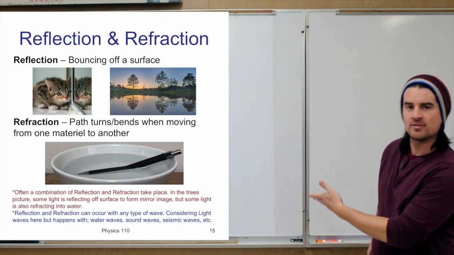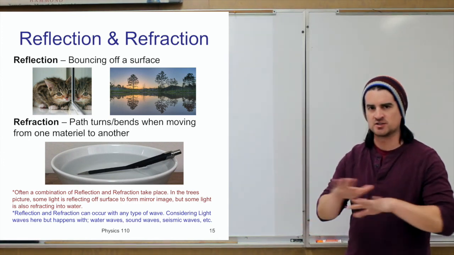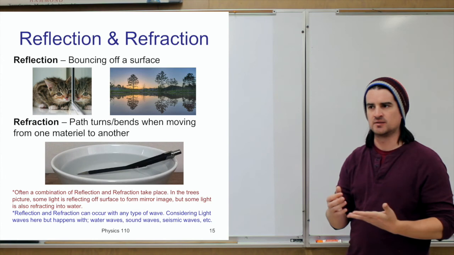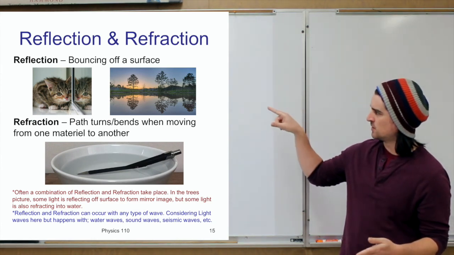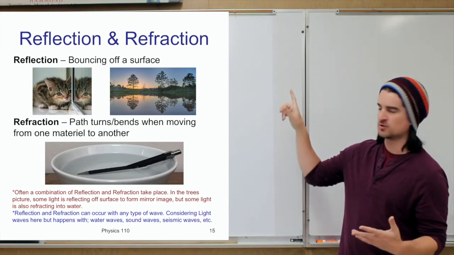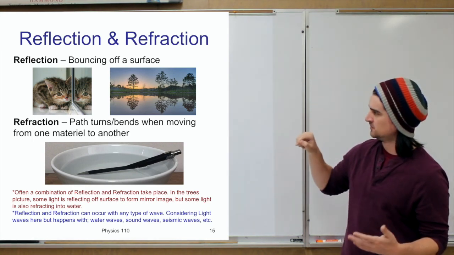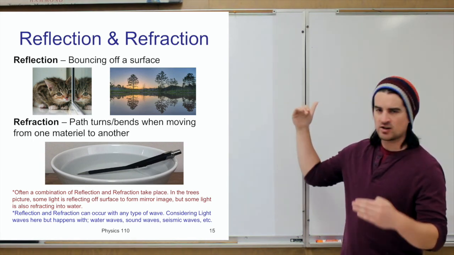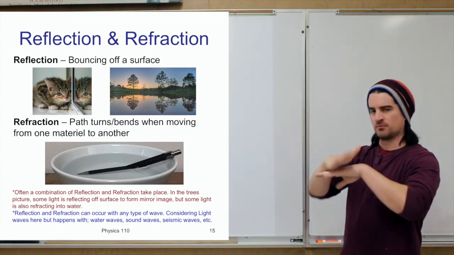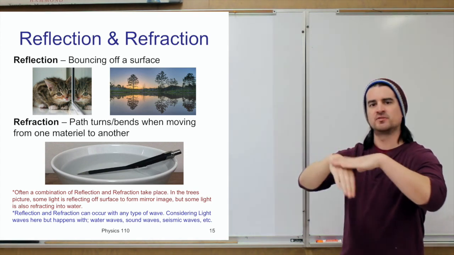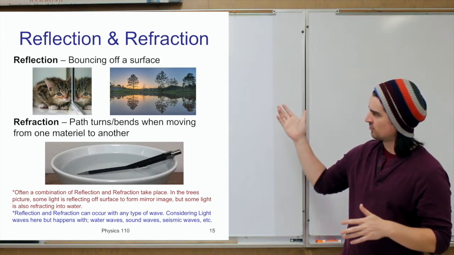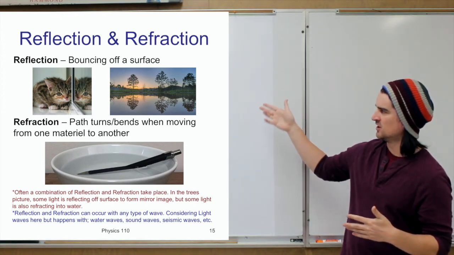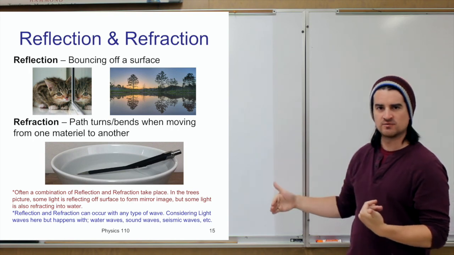It should be pointed out that reflection and refraction aren't exclusive things. Oftentimes, both of them will happen in a scenario. So the light that's being reflected off of the pond to show us the trees, that's not all the light that was coming in and reflecting off. Some of that light also refracts and goes into the water. So both reflection and refraction are happening in that image. We just don't see the refraction because we're not seeing the view from underwater.